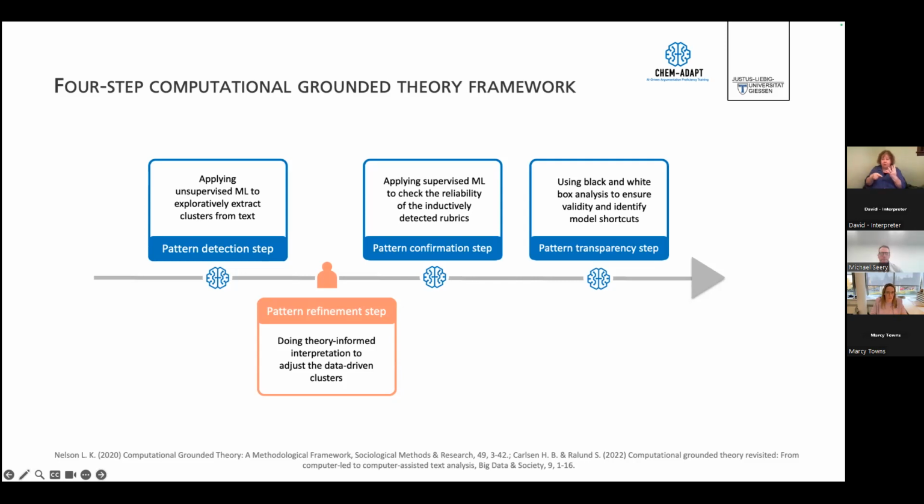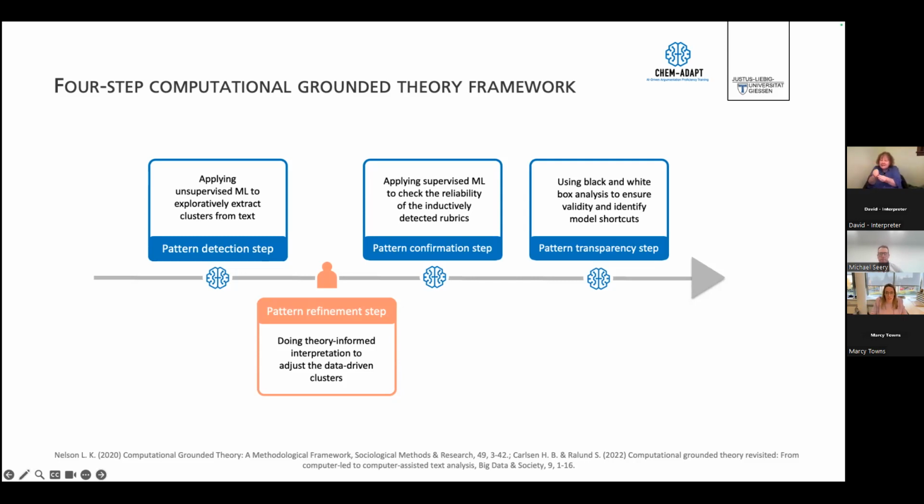The first step is more an exploratory step, where you use the machine in an unsupervised way to help you get an idea about what is in the data. And then you have to go back to the literature in the pattern refinement step to actually make sense of that, because the machine is not telling you what to do. Rather, it gives you clusters and then you have to make sense of them.